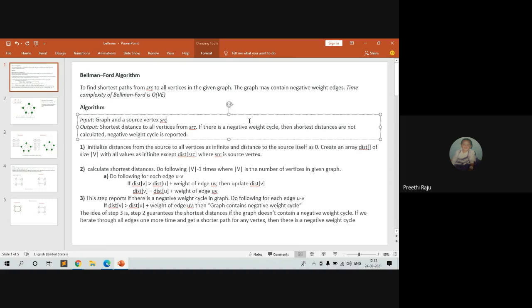Then the third step is to find whether the graph contains a negative weight cycle. If it contains a negative weight cycle, then this algorithm is not suitable. This is one of the drawbacks of the Bellman-Ford algorithm. Let me explain it in the next example.